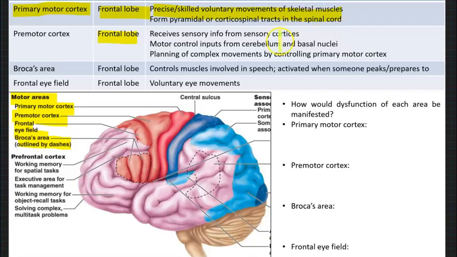Now, unlike the primary motor cortex, the premotor cortex, which is also located in the frontal lobe, is concerned with the generation, with the planning of movements. Okay? It is a planning of movements. So it will receive, let me give an example.